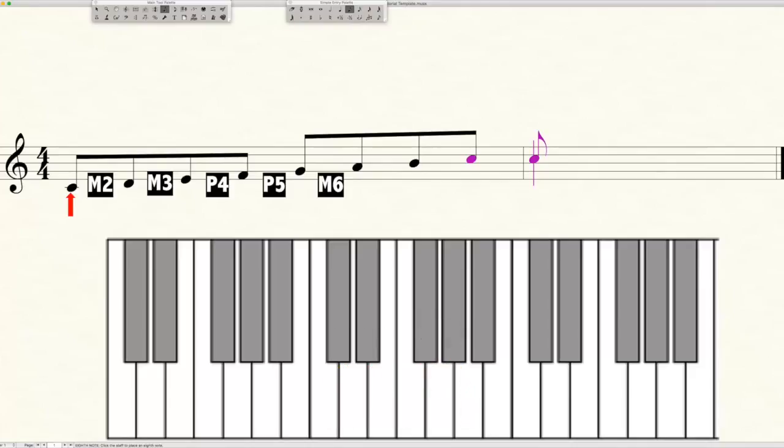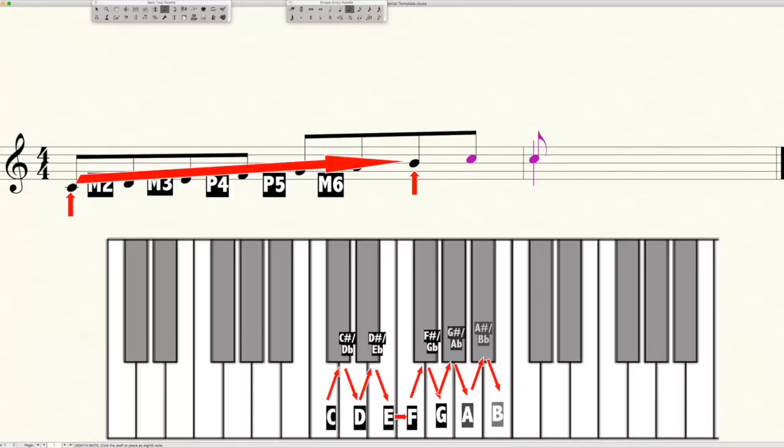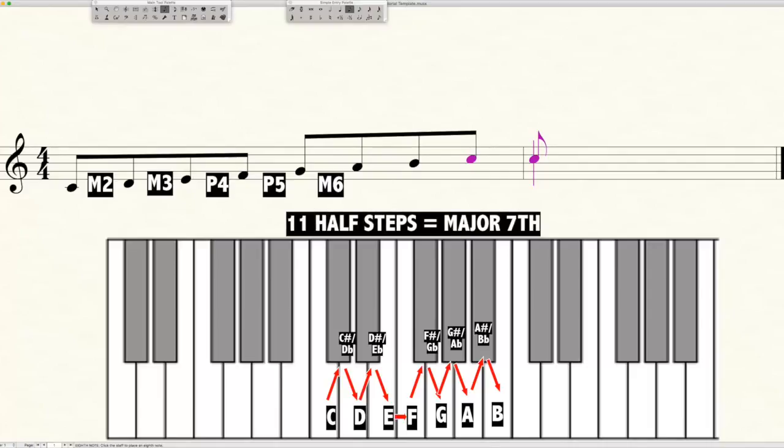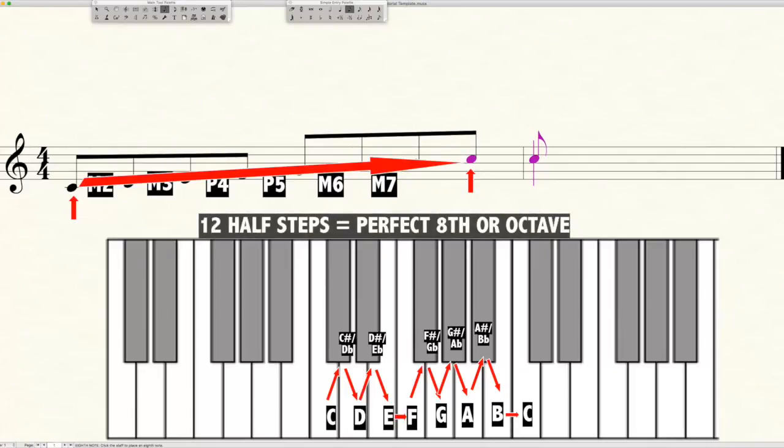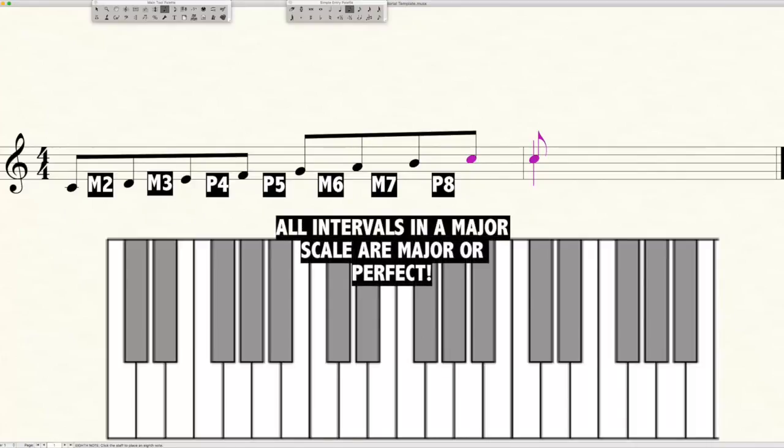Then we go back to the C again, and we're going to leap all the way up to the B. Add 2 half steps. So now we're up to 11 half steps, which is a major 7th, capital M 7. And then just to round it out, we can identify our octave, just going from C all the way up to C. That's 12 half steps, and that is a perfect eighth, or a capital P 8. All right. So those are all the intervals that are contained within a major scale. And now you know why it's called a major scale, because all the intervals are major or perfect.